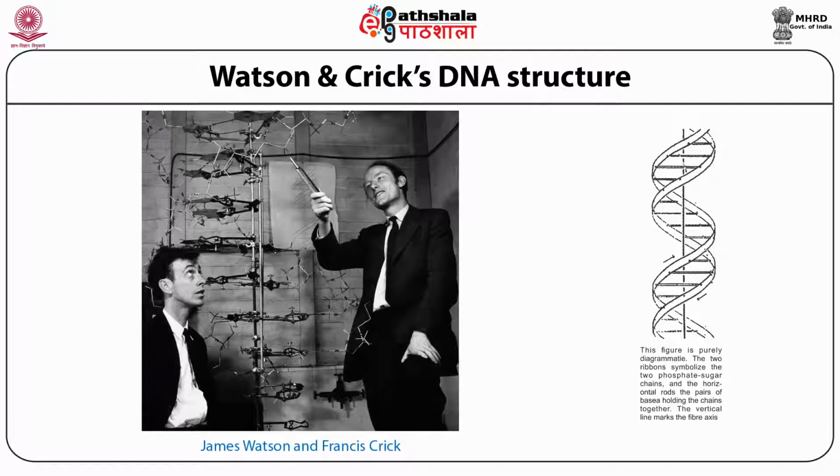On the right hand side is shown a purely schematic diagram of DNA. The photograph is not as good. The reason is it's taken from the original paper of Watson and Crick. They show two ribbons symbolizing the two phosphate sugar chains and the horizontal rods, the pair of bases, holding the chains together. The vertical line marks the fiber axis.